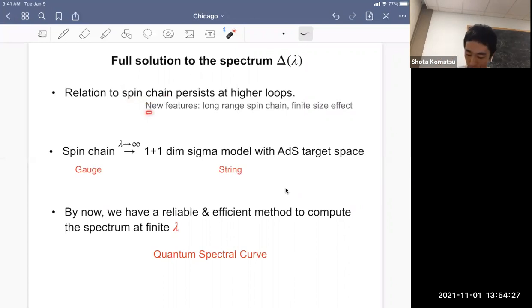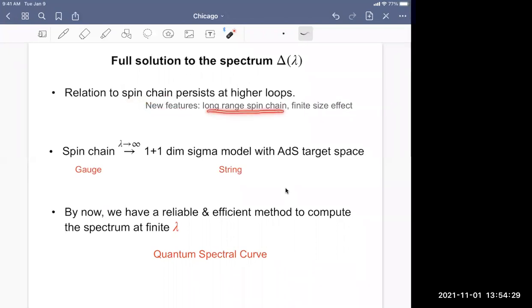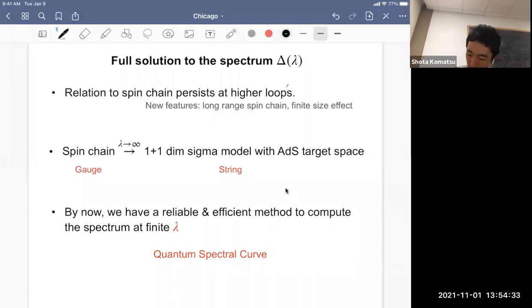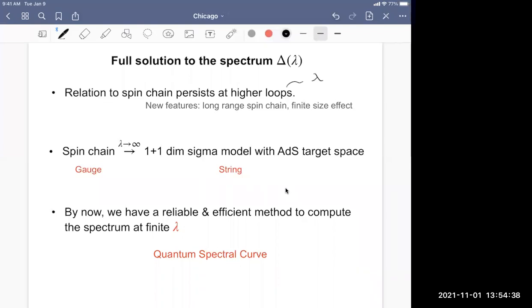Although there are several new features, for example, if you go to higher loop, by higher loop, do you mean higher orders in 1 over N? Sorry, this is a higher order in lambda. Lambda, okay, thank you. Yes.